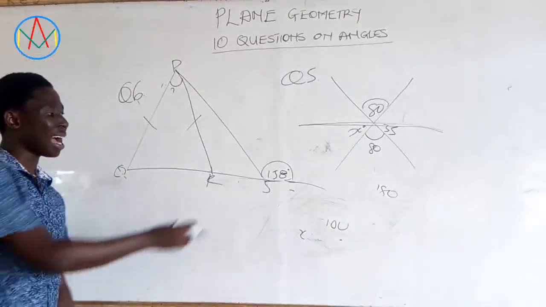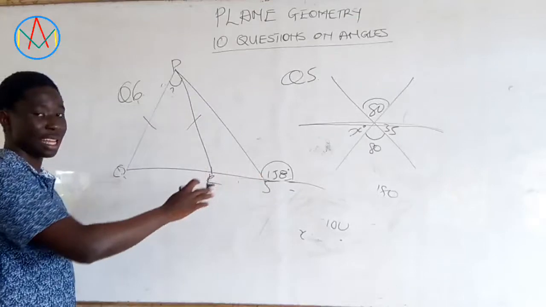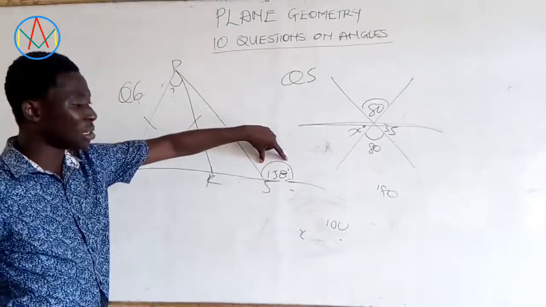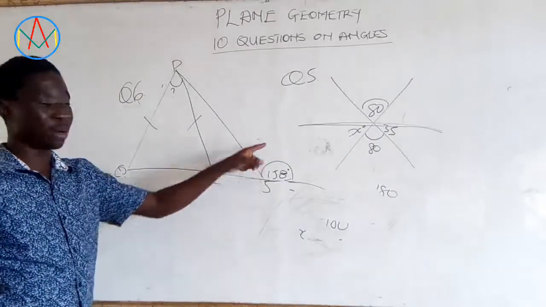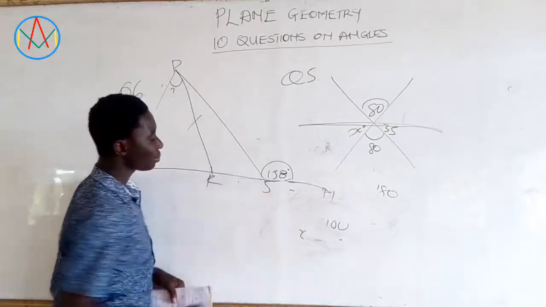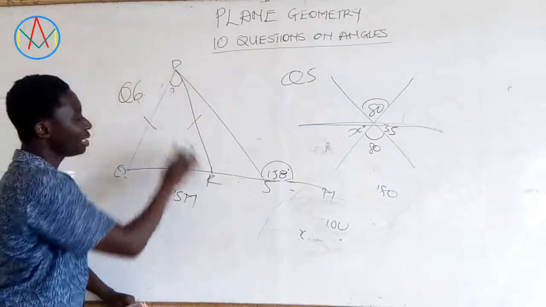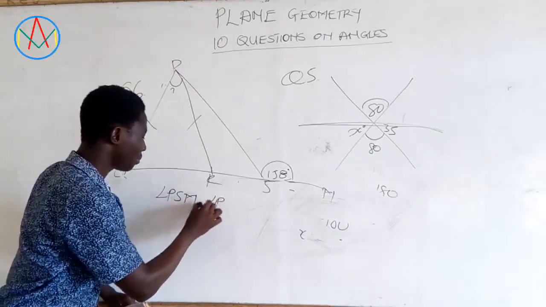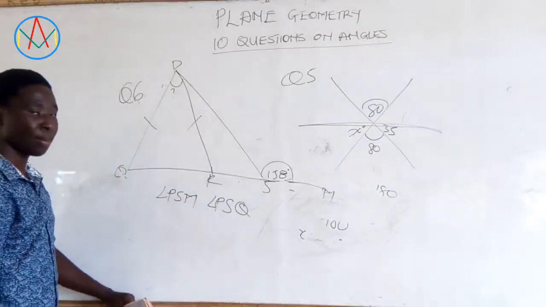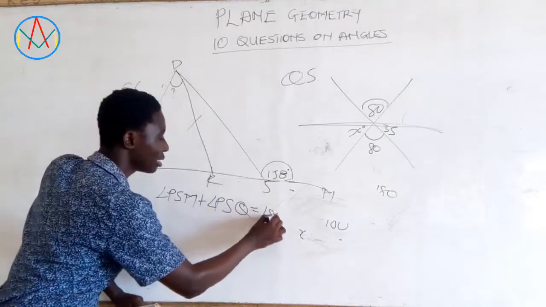But we are only given one angle, only this side. So we have to depend on this side to find all of the other angles so that you can also find this one. Because we have only one angle over here, and we can only depend on that one. So looking at angle PSM and angle PSQ, they are on a straight line, and angles on a straight line sum up to 180. So when we add this, we should get 180.